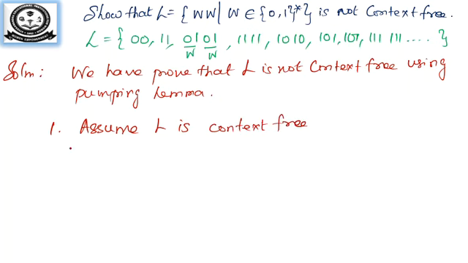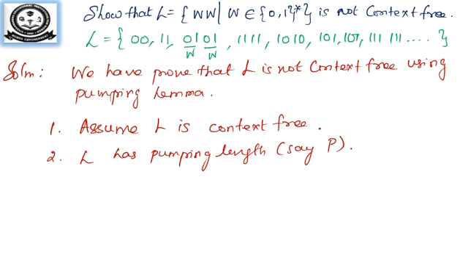Second step: if it is context free, then language L has a pumping length. It will have a pumping length P. If it is context free, then it should have a pumping length P. Now we can take a string with the pumping length. So now we take the string such that it is pumped with the pumping length P. So what is s?